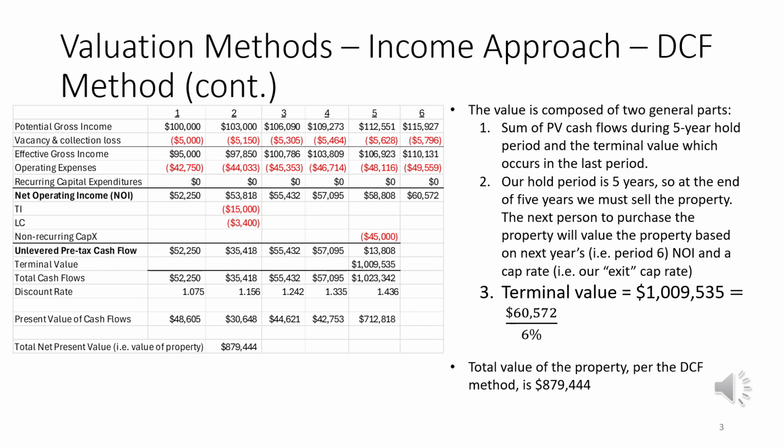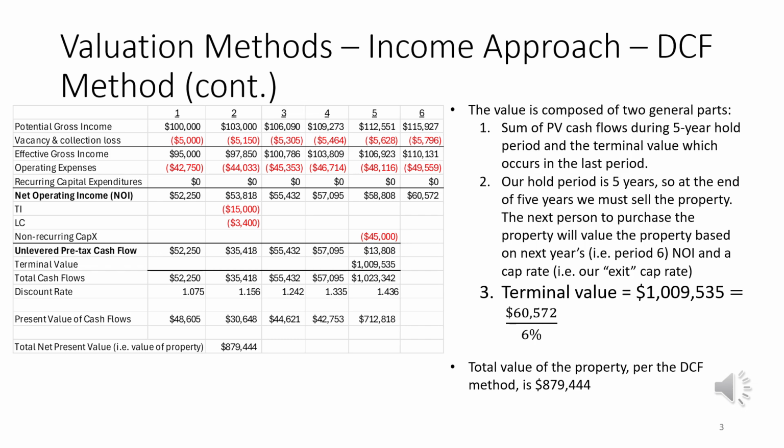All right, so let's use the information that we created on the last slide to come up with our value for this property. And what we need to do in essence is to discount these cash flows. On this slide, you can see the information we had from the last slide. We have an unlevered pre-tax cash flow for period 1 at $52,250, and we project it all the way out to period 5. Now we need to add a couple of things.